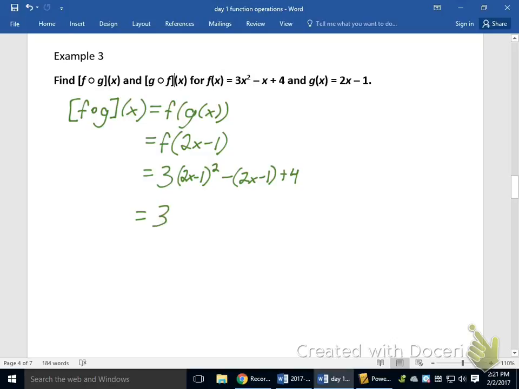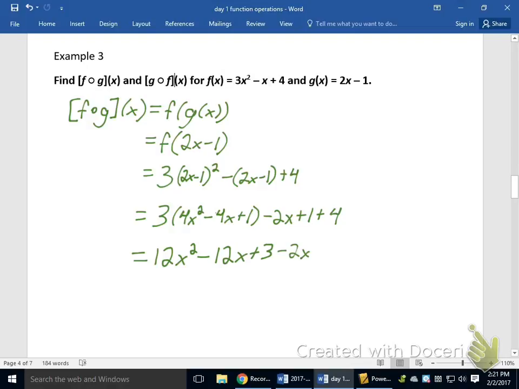Now this takes a little bit of work. You got to be really careful as to multiplying it out correctly. For instance, 2x minus 1 squared is 4x squared minus 4x plus 1. That's a perfect square trinomial. It's 2x minus 1 times 2x minus 1. Over here I'll distribute the negative sign to the 2x minus 1, so it'll become minus 2x plus 1. Plus 4 at the end there. Here I'll distribute the 3 out, so 12x squared minus 12x plus 3 minus 2x. I'm going to go ahead and combine 1 and 4 to make it 5.